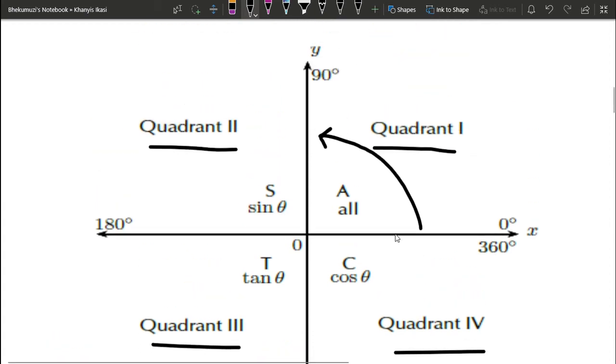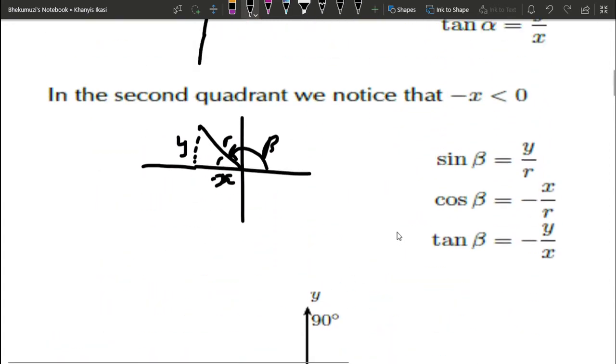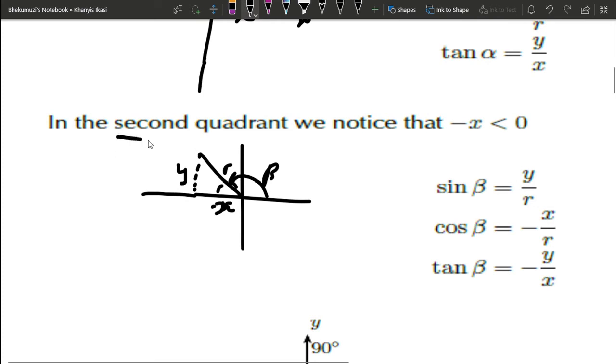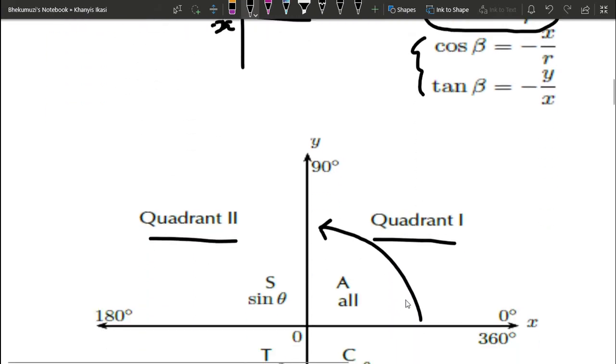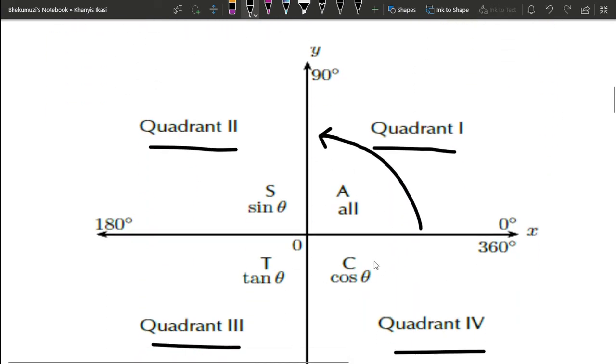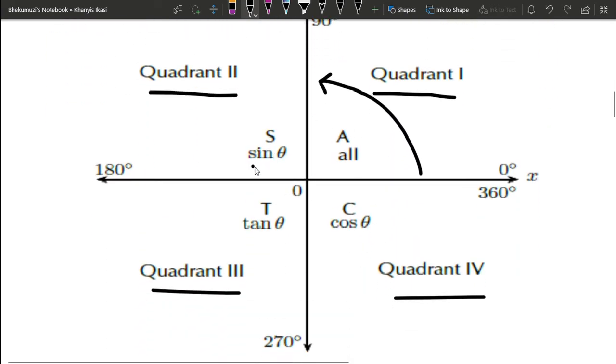But now there's something interesting that we already saw at the first one, where we looked at the second quadrant. Basically in the second quadrant, you notice that only sine was positive, but the other two were negative. So here is a summary again. You can see that sine is positive in the second quadrant, tan is positive in the third quadrant, and cos is positive in the fourth quadrant. But in the first quadrant, all of them are positive.